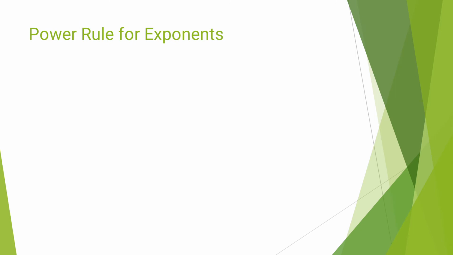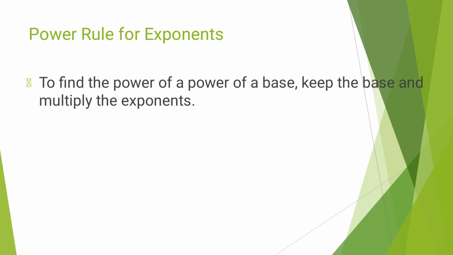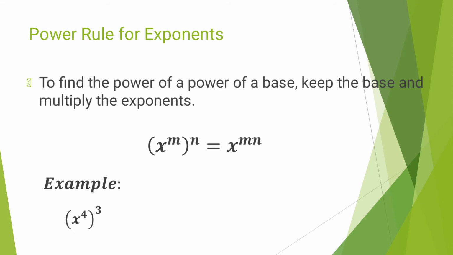Next, power rule for exponents. To find the power of a base, keep the base and multiply the exponents. Like this, x raised to the power of m raised to n power equals x and multiply their powers, m times n. Example, x to the fourth raised to the power of 3. Multiply the powers. 4 times 3 is equal to 12. So therefore, our answer is x raised to the power of 12.